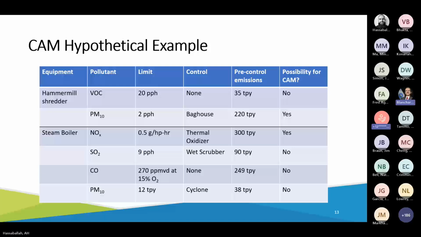Moving on, let's just add an extra column so you can see where CAM would potentially be applicable there for the PM10 and the hammer mill shredder, and the NOx for the steam boiler. And with that, I will hand it off back to Hasabala to go through the applicability flowchart.